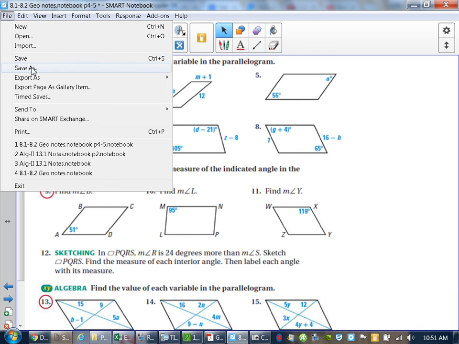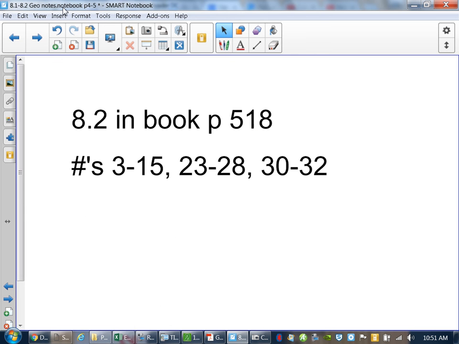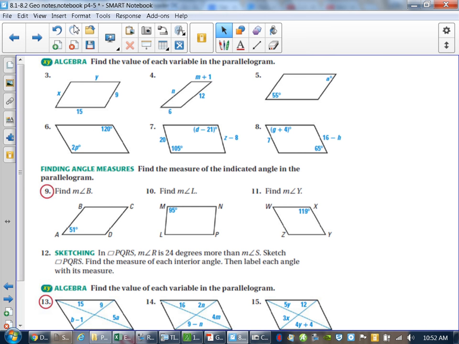Wait, what was the last number? 30 through what? I was on 25 and I was like, wait, that doesn't make sense. I wrote 23.